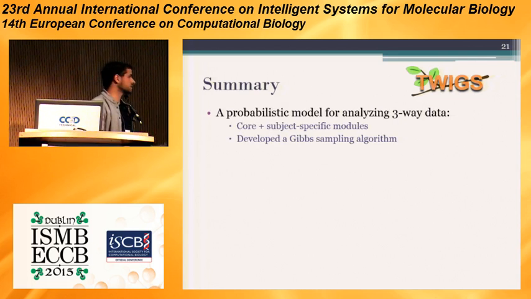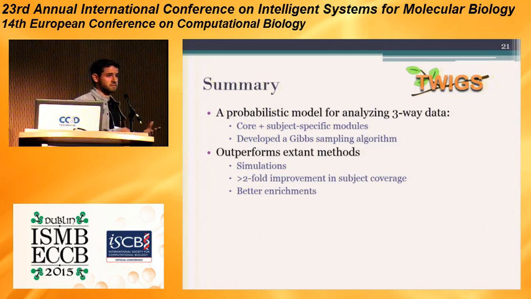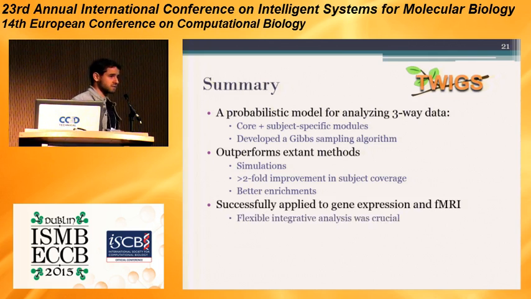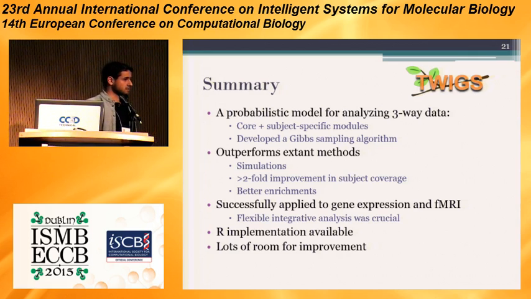and we've developed a Gibbs sampling algorithm to find modules. Our algorithm outperforms existing methods both in simulation and in real data. A 2-fold improvement in subject coverage is a nice improvement. And we successfully applied the method to gene expression data and brain fMRI analysis, where we found that integrative analysis was crucial. And I'd also like to comment that there is lots of room for improvement, both in the model and in the algorithm. We can think about other nice additions to the model.